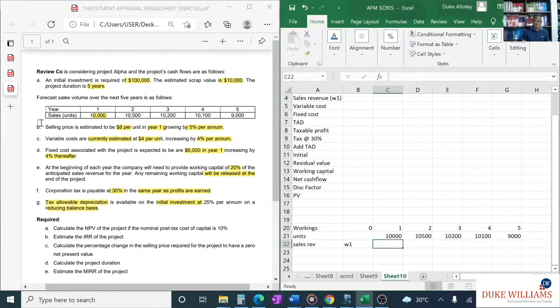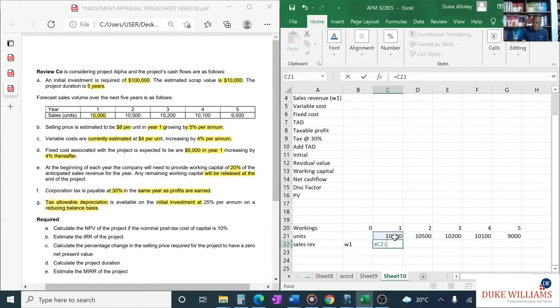Now, interesting, let's go back to that point. It says selling price is expected to be 8 per unit in year one. So it means that year one, it will remain 8, and then starting from year two, it will grow by 5%. So what I could do here is, of course, every formula begins with an equal sign.